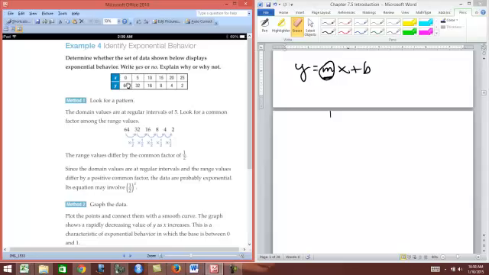Now we look at this table. X increases by 5s, but what's y doing? Y is not changing by a set amount, but it's changing by a ratio. 64 over 32 cuts in half. 32 over 16 cuts in half. 8 over 4 cuts in half. So the ratio of change is 1/2. There's a constant ratio of change, and so that's exponential. In this case, it's exponential decay.